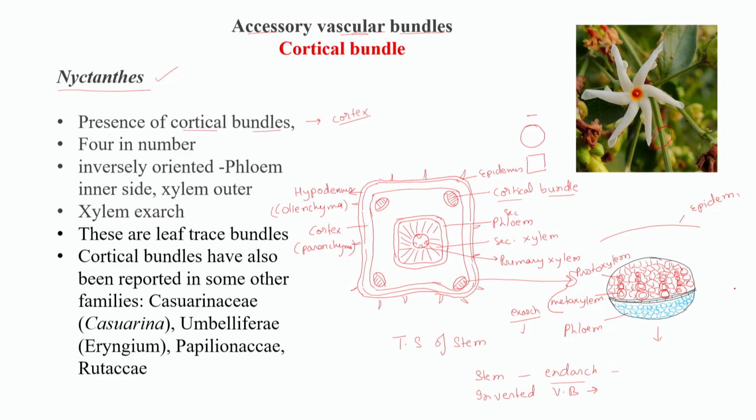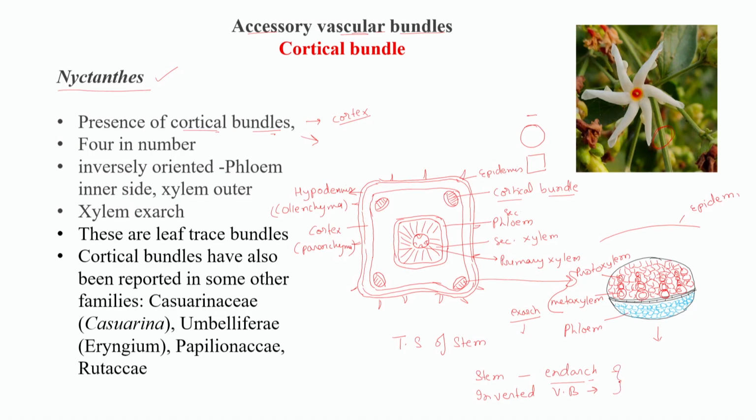So there are basically three anomalous behaviors which you can see in Nyctanthus. The one is the presence of the cortical bundle itself, and in this bundle also the organization is having anomaly as compared to normal vascular bundles. It is having inverted orientation of xylem and phloem, and it is having exarch condition of xylem. So all these structures are present there.